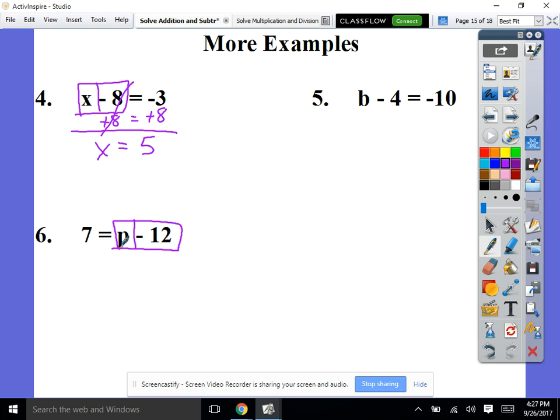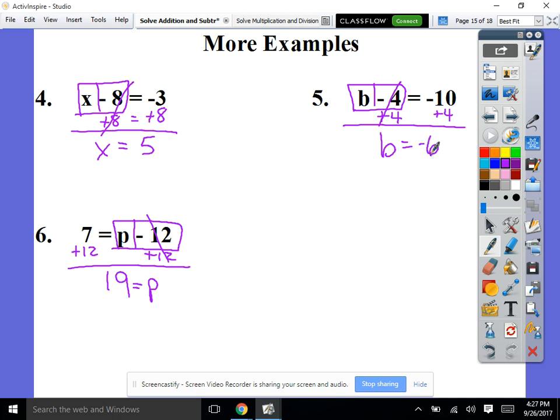Once again, you can rewrite this as p minus 12 equals 7. I need to do the opposite of minus 12, so I'm going to add 12, which gives me p equals 19. 19 minus 12 is 7. 5 minus 8 is -3. We want to add 4 to both sides. So b equals -6. -6 minus 4 equals -10.